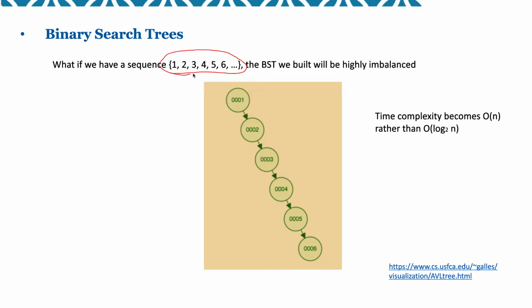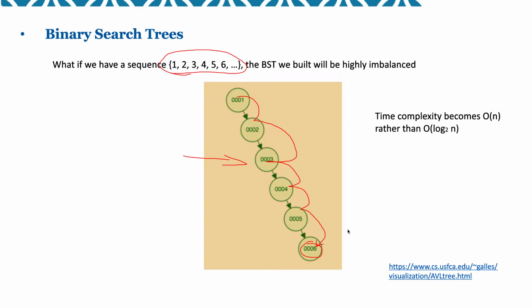For example, like 1, 2, 3, 4, 5, 6. In this case, you will get a very weird binary search tree. You will have 1, 2, 3, 4, 5, 6 in a line. It's totally imbalanced. For example, if in this case you want to search for the number 6 node, you will find the first, second, third node along its trajectory to find the number 6 node.